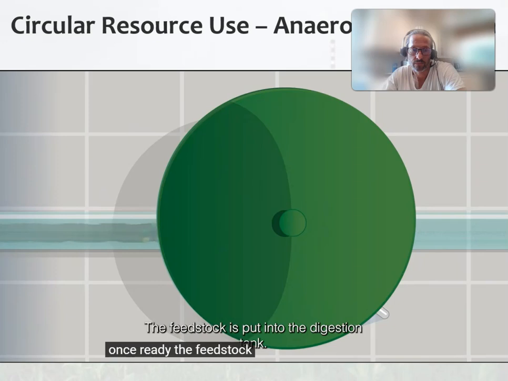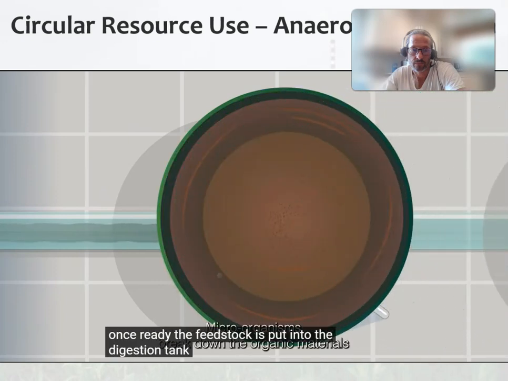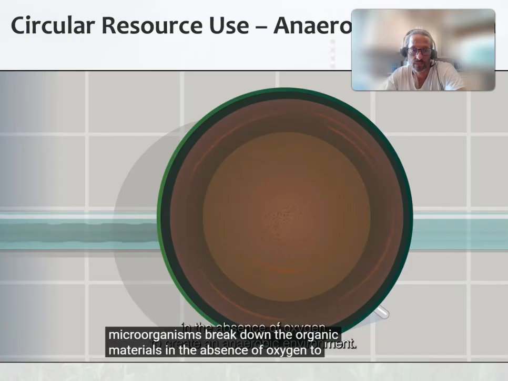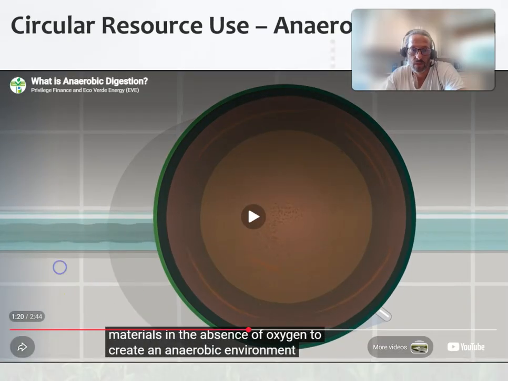Once ready, the feedstock is put into the digestion tank. Microorganisms break down the organic materials in the absence of oxygen to create an anaerobic environment.